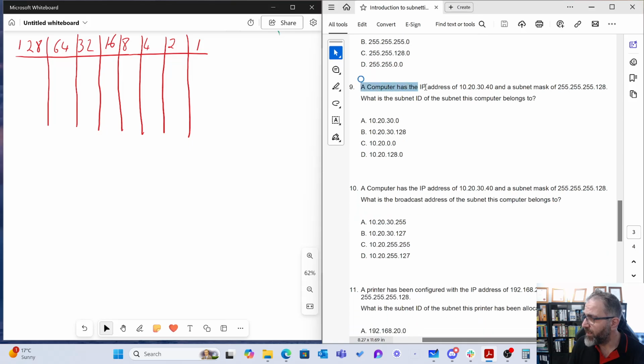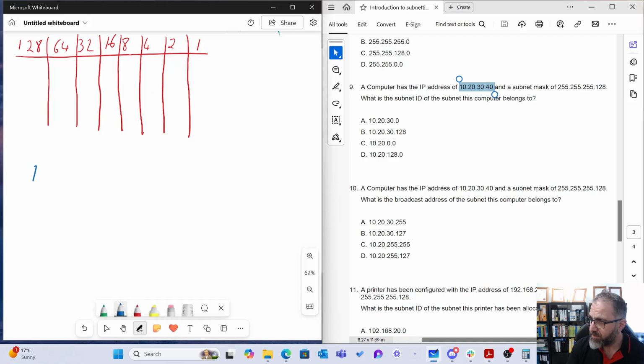A computer has an IP address of blah blah blah, with a subnet mask of 255.255.255.128. We have the same one again. What is the subnet ID that the computer belongs to? All right, let's write down the facts that we know. It's always good to write down the things that we know are happening here.